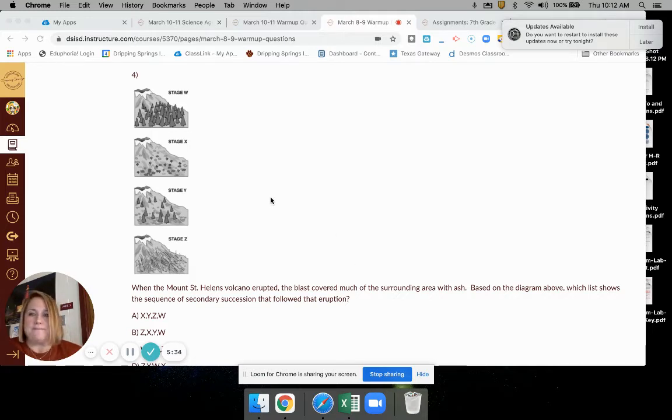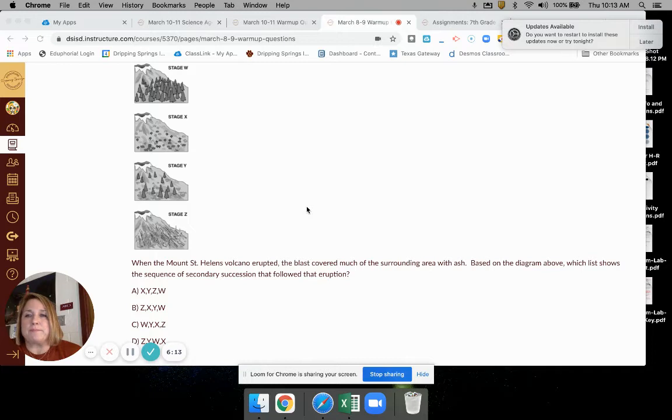So if you look at the diagram, here you have Z, which is after the initial eruption. All the trees that were there at the beginning were laid like toothpicks on the side of the mountain. So they would have to decompose. And then after that happens, you would have small grasses and shrubs come in, and that would be X. And then after that, you'd have some small, fast-growing trees. That would be Y. And then finally, the climax community, which would be W. So the correct order for this one would be B. B like Bravo.